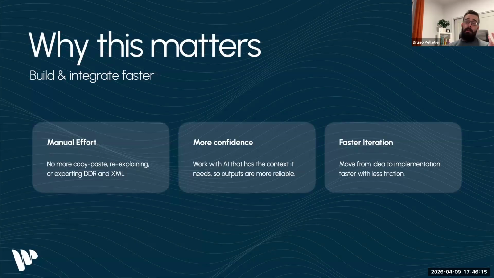And why this matters is super simple. It removes the manual effort of doing the copy paste. It removes the manual effort of re-explaining yourself, because when it doesn't work on ChatGPT, you're going to move to something else. When it doesn't work on that other thing, you're going to move to another one. And every time you move between models, you re-explain.